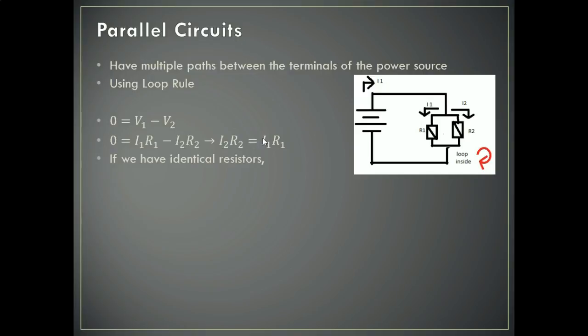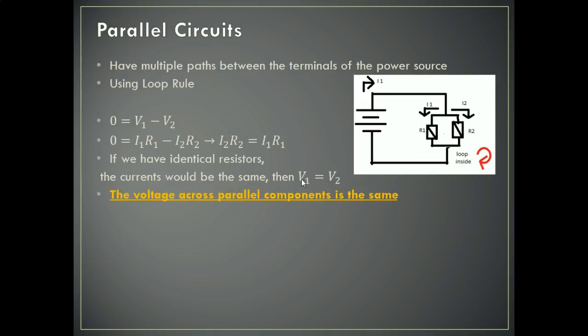And let's just say we have identical resistors. So if we have identical resistors, the current will be the same. And since R and I are equivalent, both the sides are the same thing. And so then the voltage of the one path will equal the voltage of the other path. So this is one of our rules here for parallel circuits.